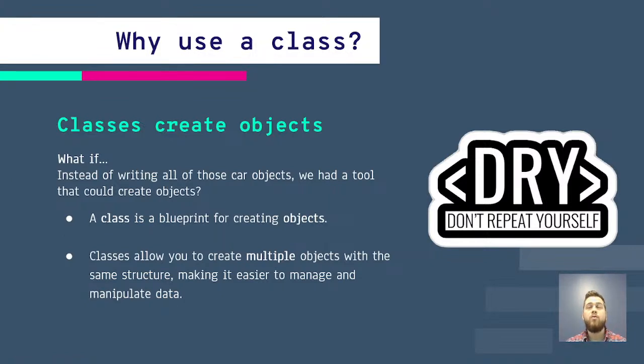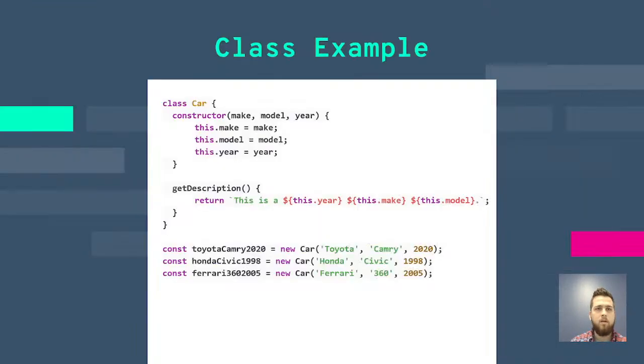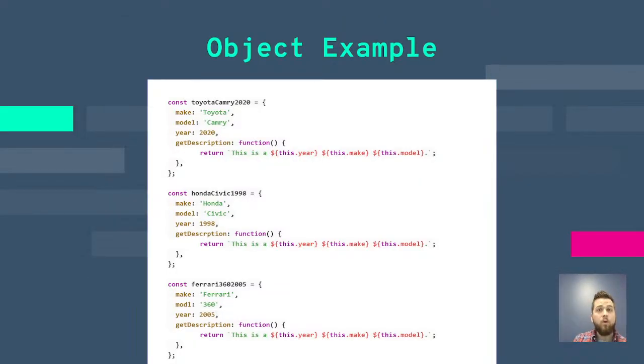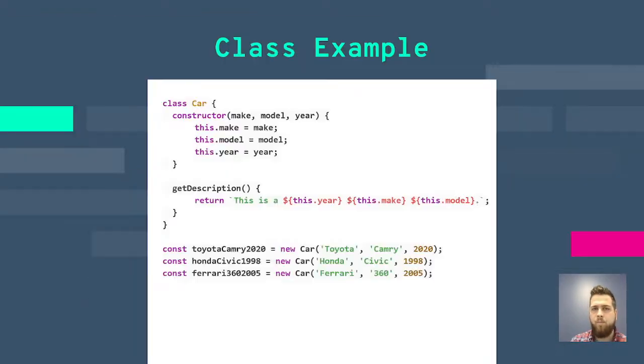So to really simplify what a class is, a class creates an object. Classes create objects. And so what if, instead of writing all those car objects that we saw in the previous slide, we were able to have a tool that would generate those objects for us. And so essentially a class is going to be our blueprint for creating objects. So thinking back to the previous example, we're going to look at how we could refactor this and use a class to create these objects instead.